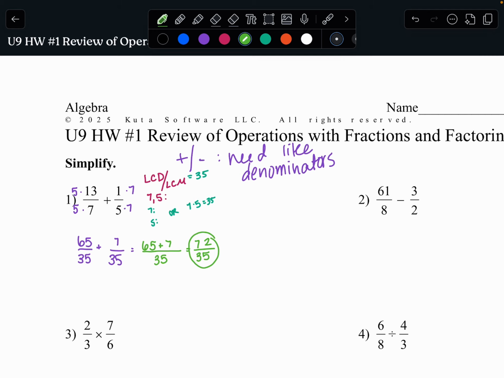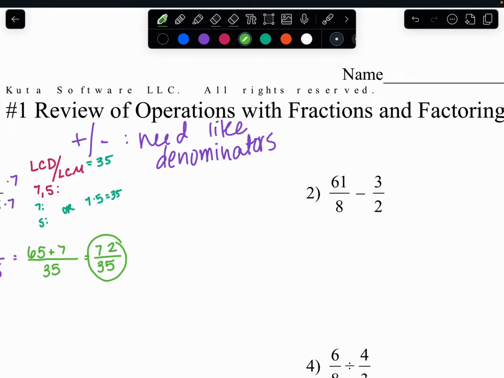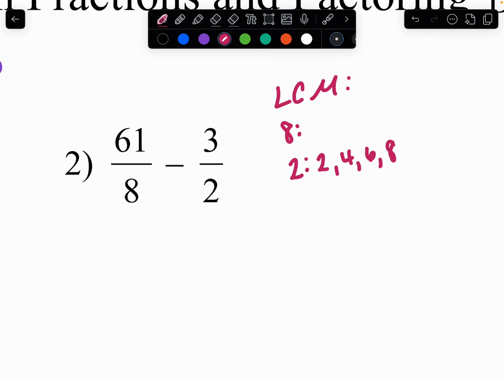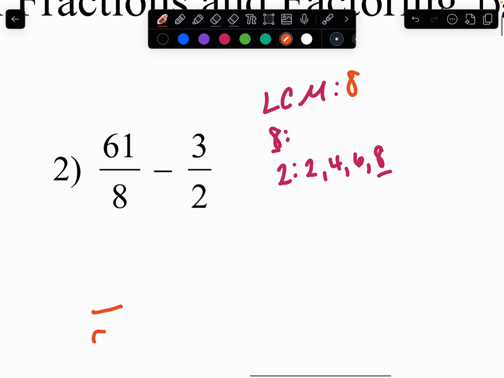Okay, now we're going to do the same thing, just now we're going to subtract. And so 8 and 2, our least common multiple of 8 and 2. You might know what it is. You could write 16, but 2, 4, 6, 8. So they both have 8 in common. So our common denominator that we're going to have is 8.